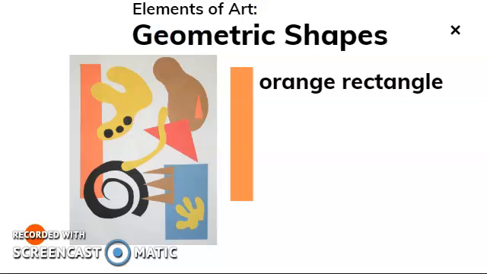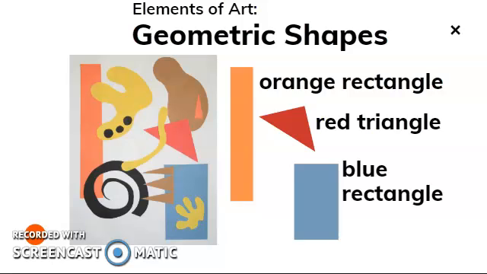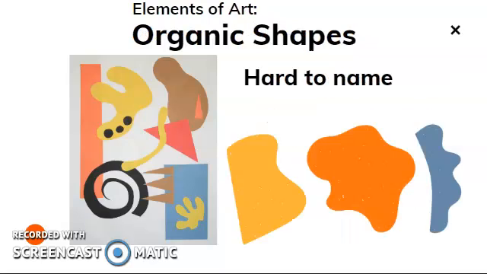An example of a geometric shape is the orange rectangle. Do you see the orange rectangle? Another shape that's a geometric shape is the red triangle. Do you see the red triangle in the picture? Another geometric shape is the blue rectangle. This blue rectangle is also in the picture, and it is also a geometric shape. There are some other shapes in the picture too, but I don't really know what to call them.